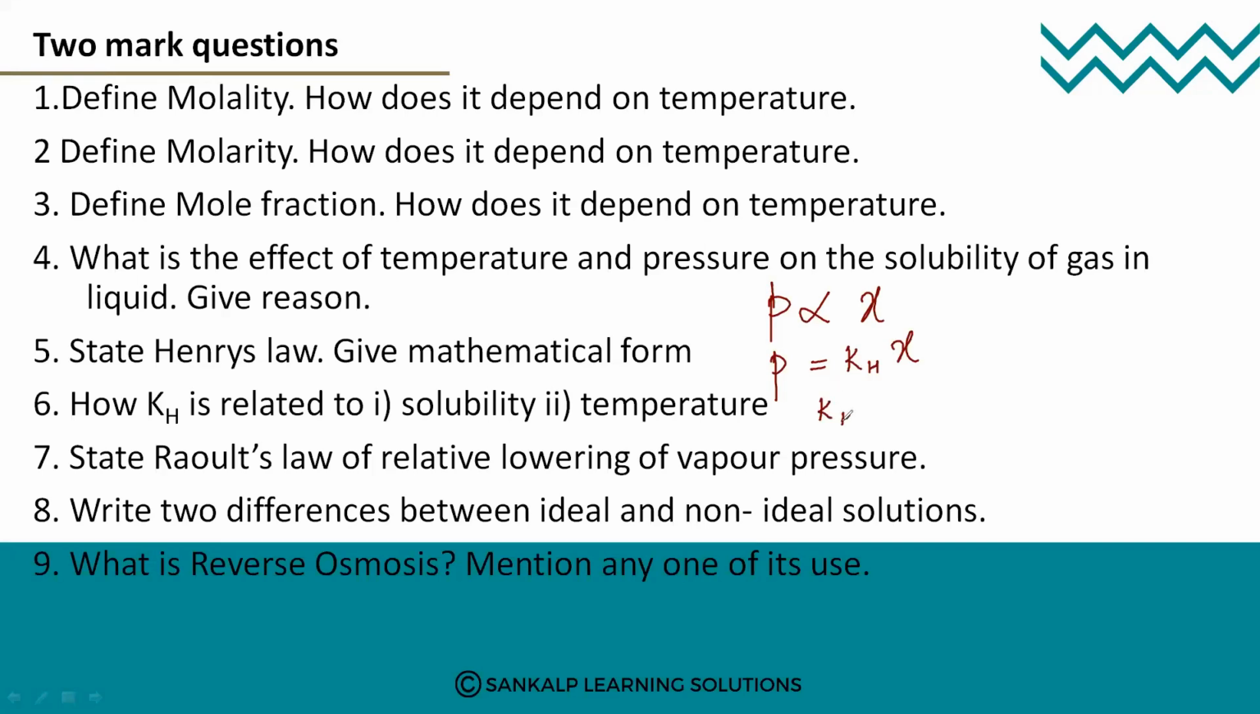So kh is equal to the partial pressure divided by chi. If you keep this pressure constant, your Henry's constant, that is kh, is inversely proportional to its chi. That is, the higher the value of kh, the lower will be its solubility. So this is with respect to solubility. As your kh value increases, what will happen to mole fraction? What will happen to solubility? Solubility will decrease.